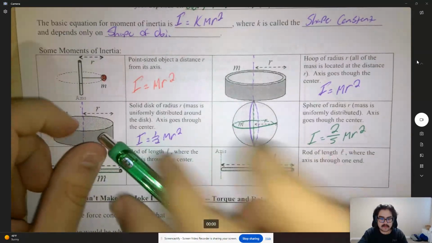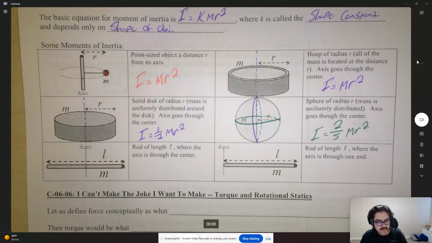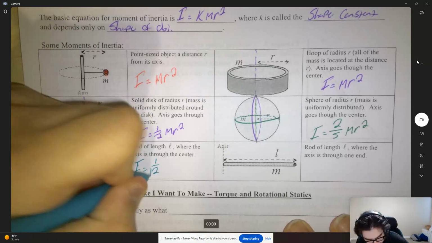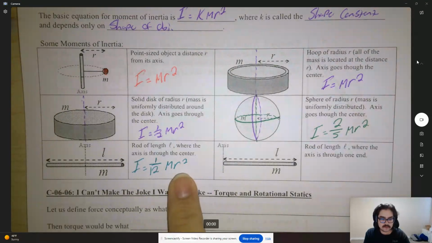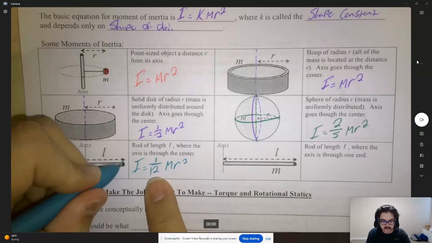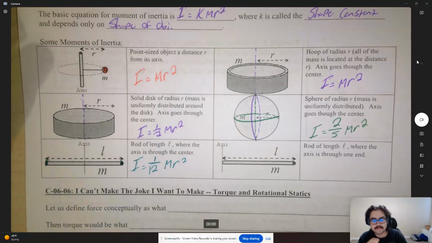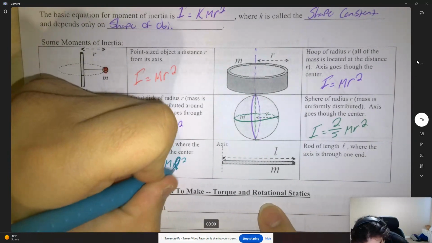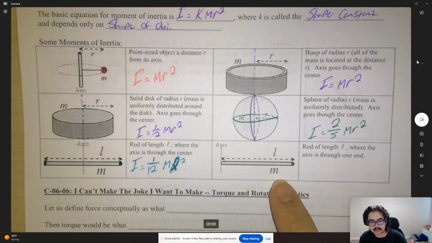For a rod of length L where the axis is through the center, this might be something like your pen or pencil that you rotate, this would be I equals 1/12 ml squared. This one has a really small moment of inertia because again, the only mass that's furthest from the axis is at the very ends of the rod, and you don't have much mass on the rod in general.